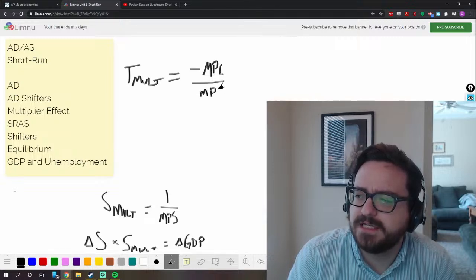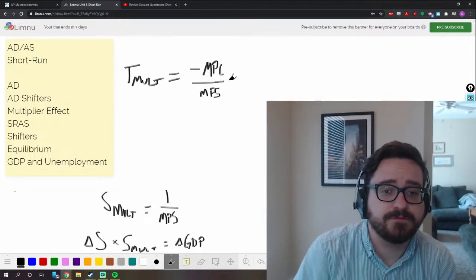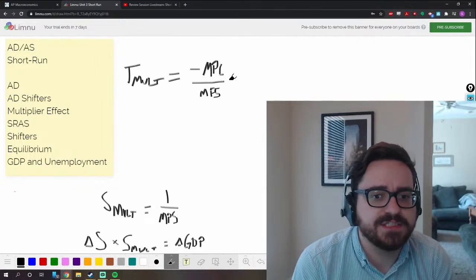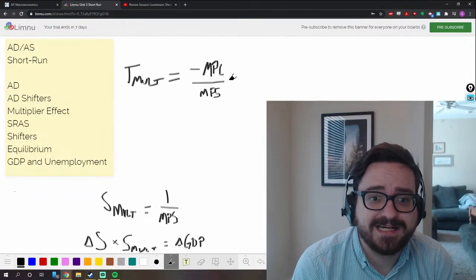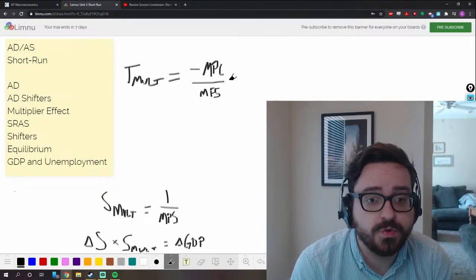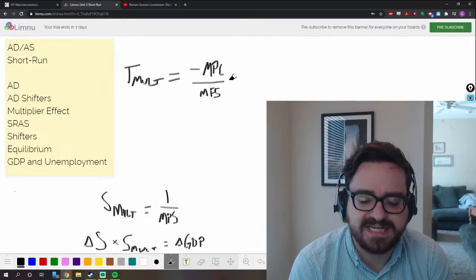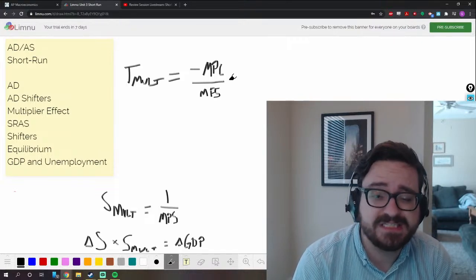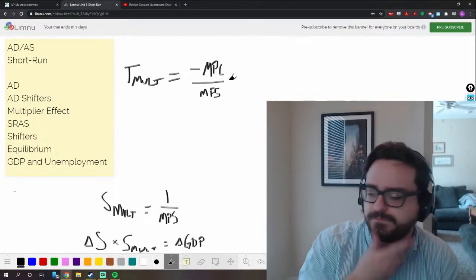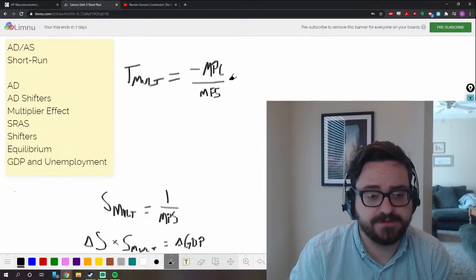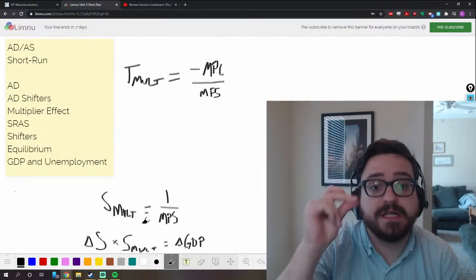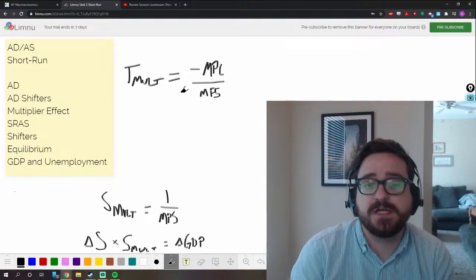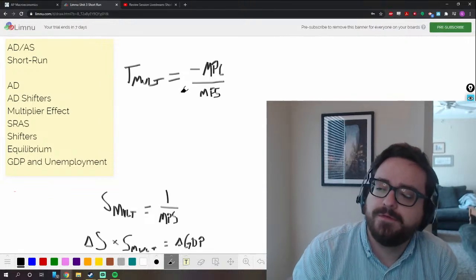So there's a couple things to dissect there. Why is it MPC over MPS? That is because whenever you change someone's taxes, they're going to hold on to a portion of that change. If they lower taxes on me, I've got more money. I'm not going to spend all of that. I'm going to save a chunk of it. So that's why the formula is a little bit different. When it's change in spending, that money is all spent. When it's change in taxes, a portion of it gets saved. So the number changes up.